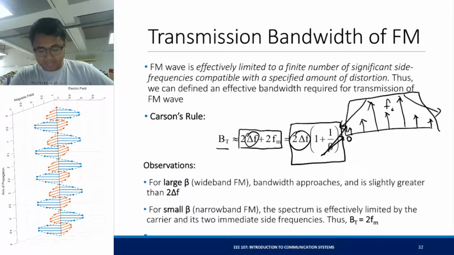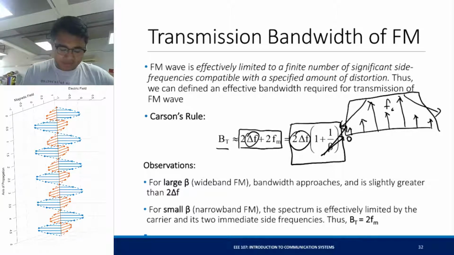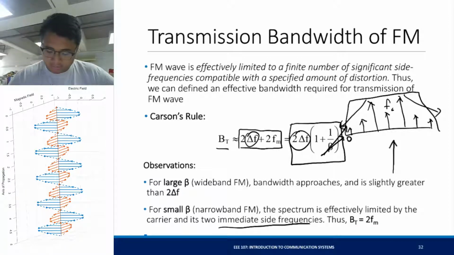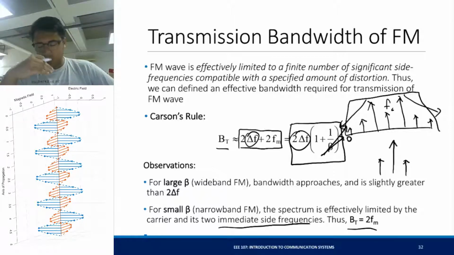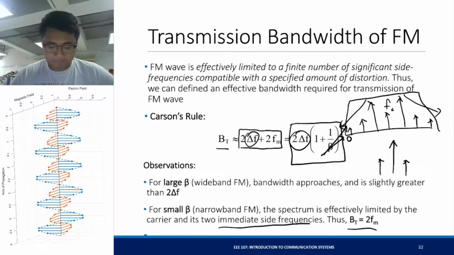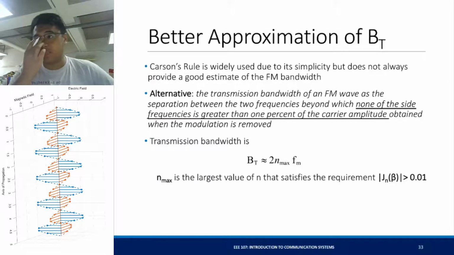For small beta, the spectrum is effectively limited by the carrier and its two immediate side frequencies, and this is what we've shown before: for small beta, your FM wave looks like a full AM wave, and thus your bandwidth is approximately 2 times the message frequency. So, a better approximation of BT? Carson's rule is widely used due to its simplicity.